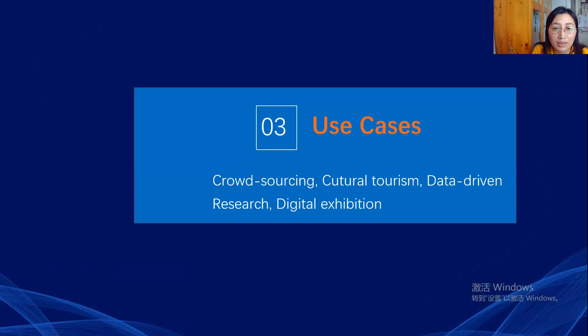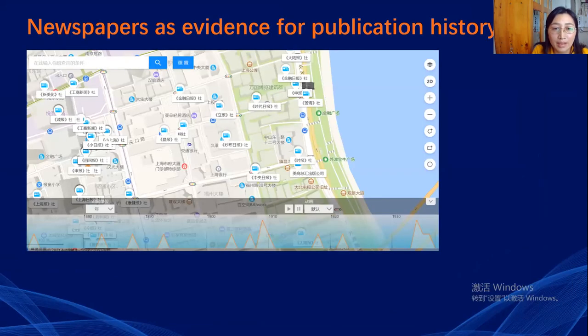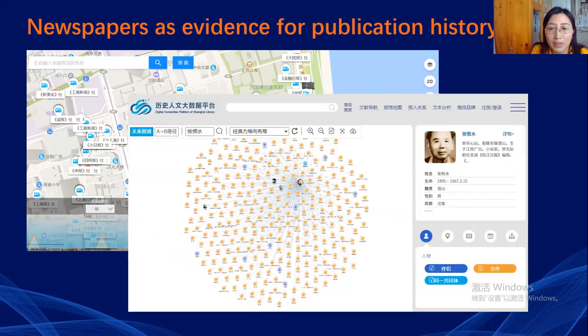Finally, I will share some interesting use cases. In this case, the information about the architectures of newspaper publishers can display on a map with a timeline of 100 years. We can see the architectures are built one after another in different time when the timeline changes. And the social network of people who worked in the newspaper organizations or the authors who wrote articles for the newspapers in the past 100 years. We think this kind of data visualization can help the data-driven studies of publication history in Shanghai.